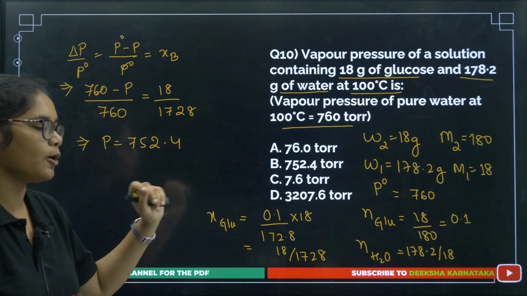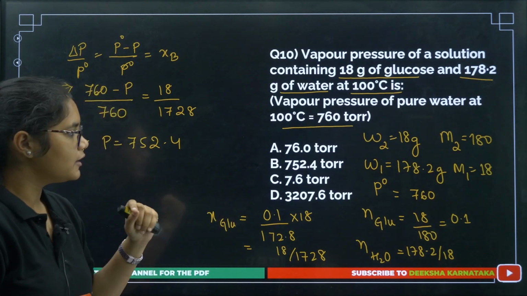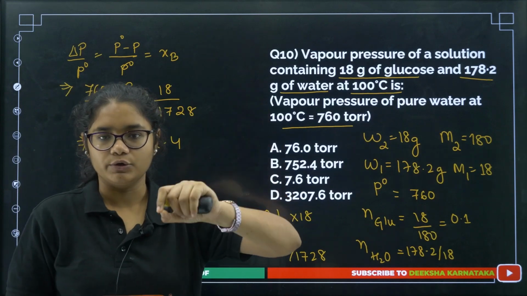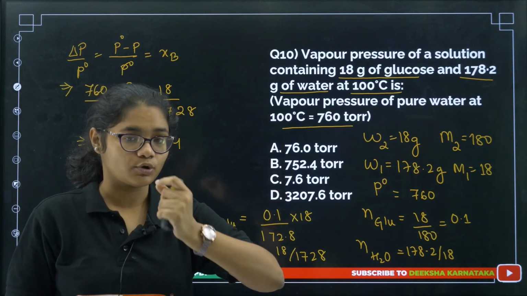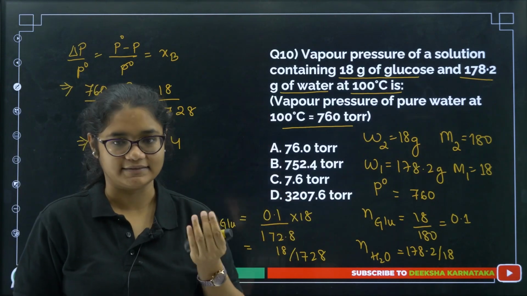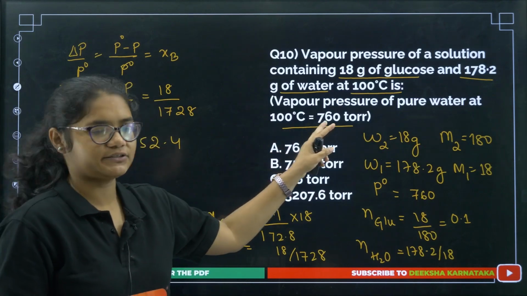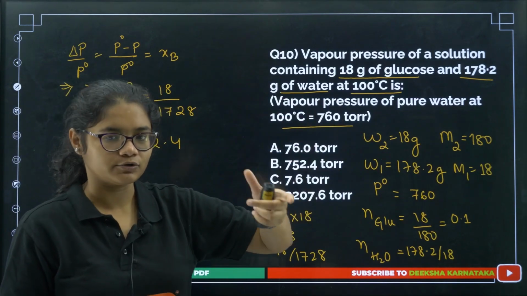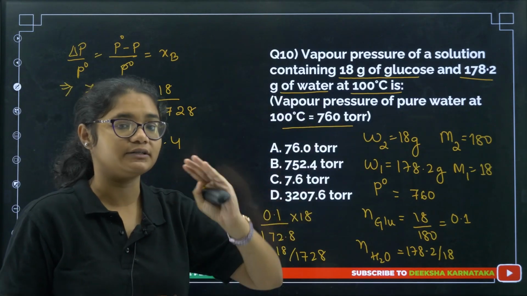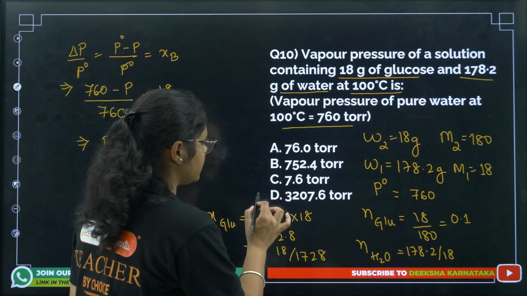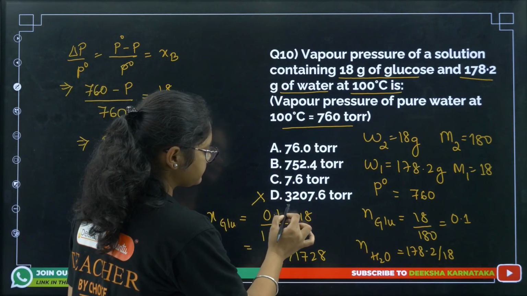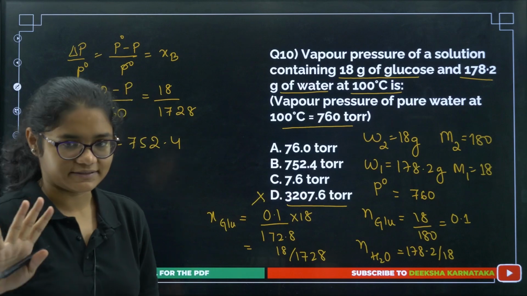Okay. Now how to solve this question within seconds? How to just see the options and take the correct answer. Now see, whenever we add a solute to a solvent, the vapor pressure always decreases. So the pure water vapor pressure was 760. Now if you add any solute to that, the vapor pressure will further decrease, right? So definitely it cannot be this one, because it is more than 760.